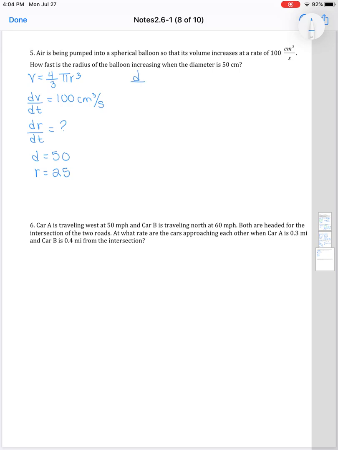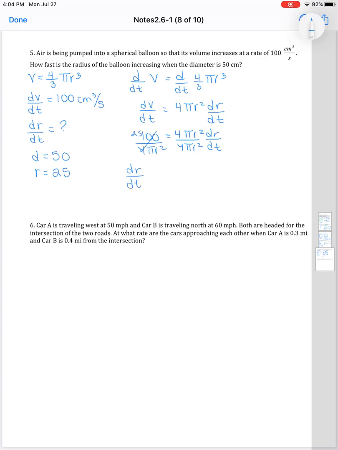All right, 2 more. So we've got another sphere. So we have 4/3 pi r cubed. It says the volume increases at a rate of 100 centimeters cubed per second. So that's dV over dt, 100 cubic centimeters per second. How fast is the radius changing? So dr over dt we don't know. And we know the diameter is 50. And if the diameter is 50, we know the radius is 25.